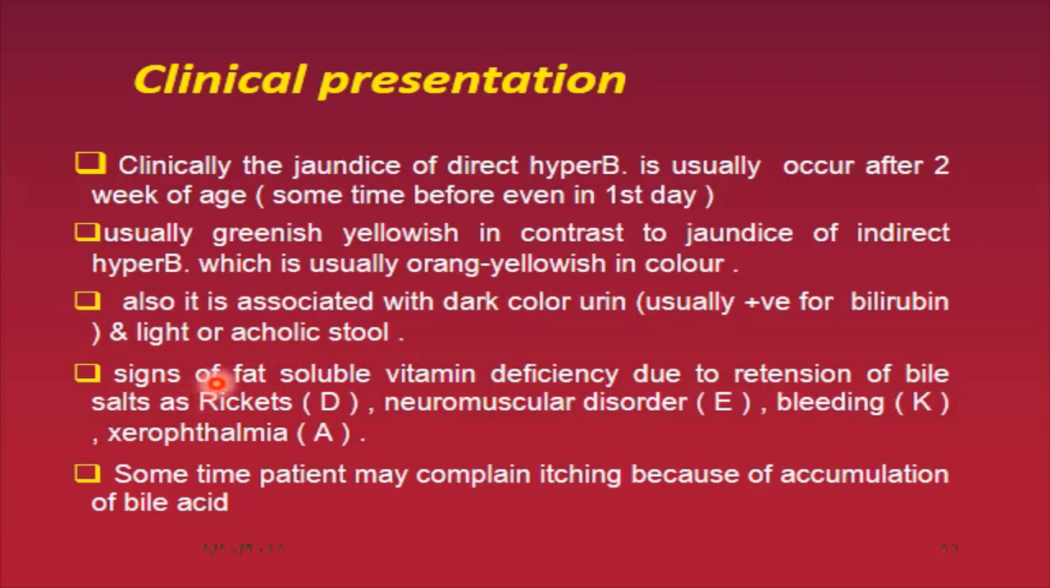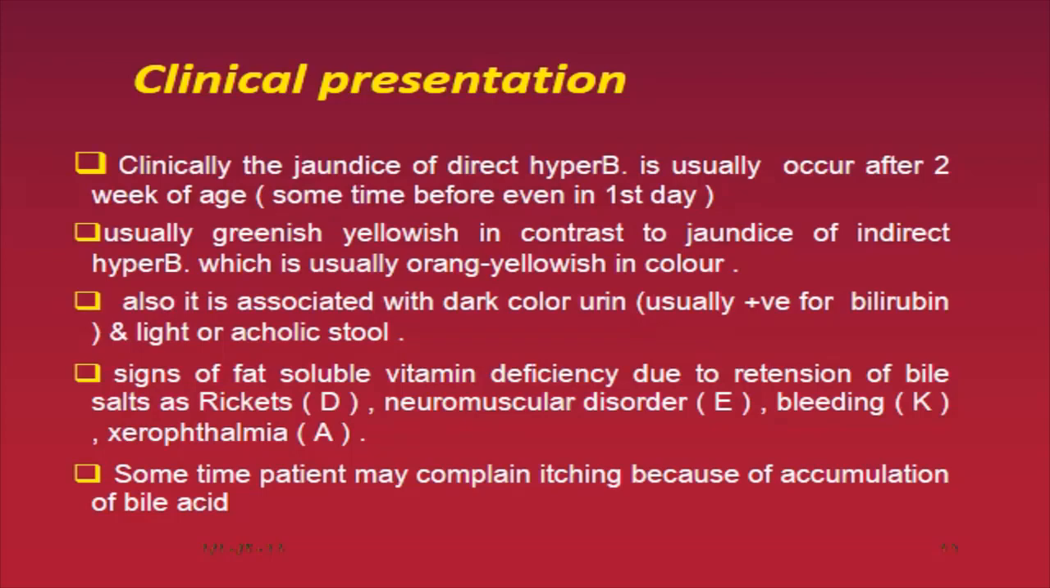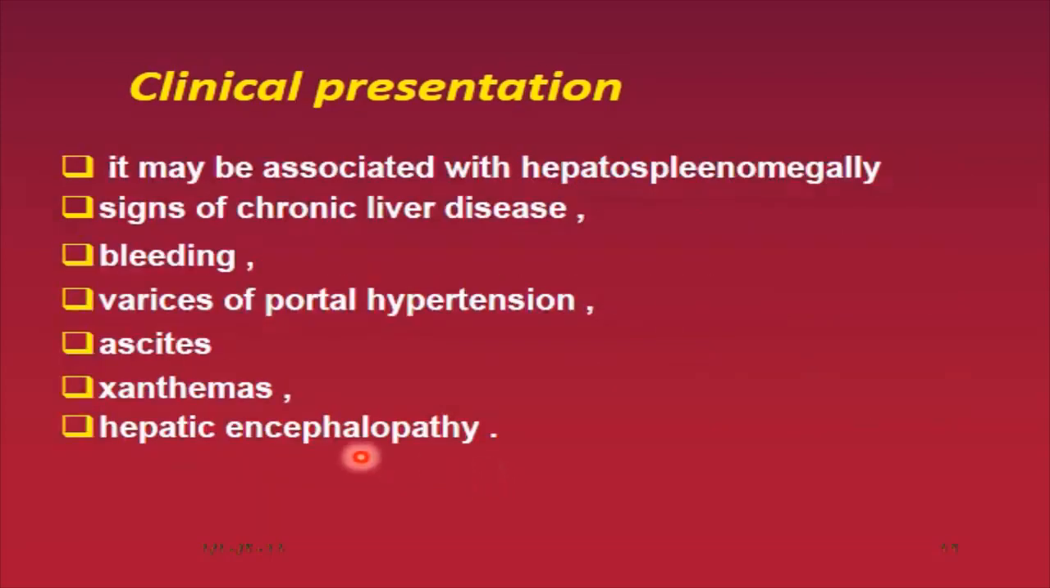Also, there may be associated signs and symptoms of fat-soluble vitamin deficiency, which may include rickets due to vitamin D deficiency, neuromuscular disease related to vitamin E deficiency, bleeding due to vitamin K deficiency, and xerophthalmia and other findings of vitamin A deficiency. Sometimes patients may complain of itching because of accumulation of bile. Also, it may be associated with hepatosplenomegaly.